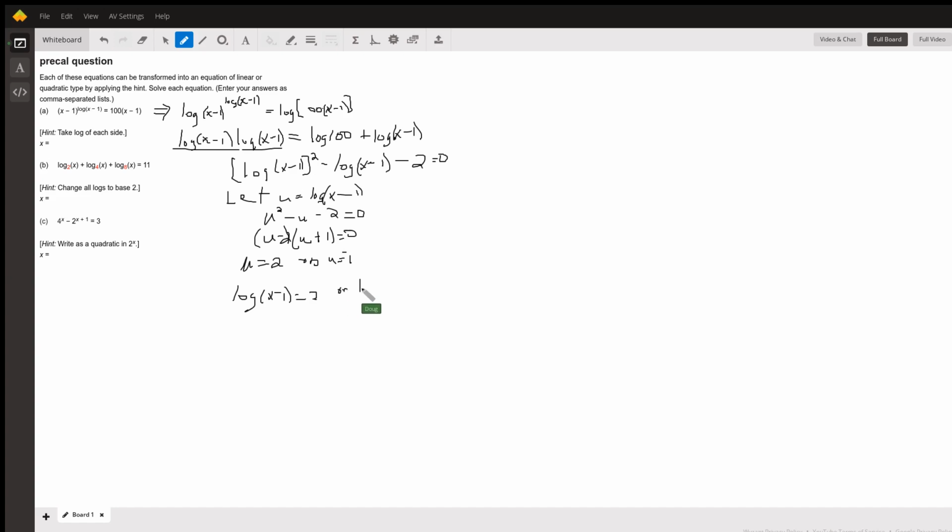Okay, and now if we replace u with the log of x minus 1, the log of x minus 1 equals 2. The base is understood to be 10. So 10 squared is equal to x minus 1. So it looks like x equals 101.